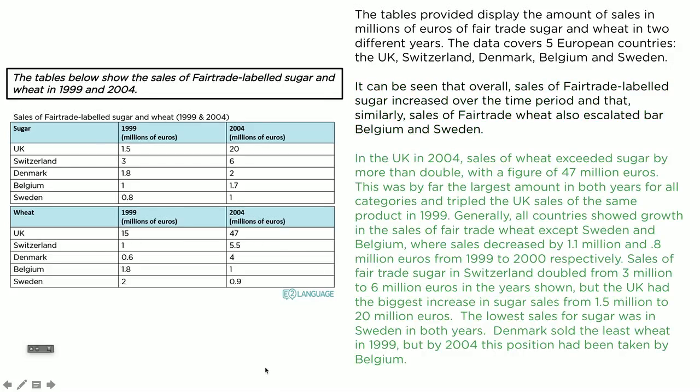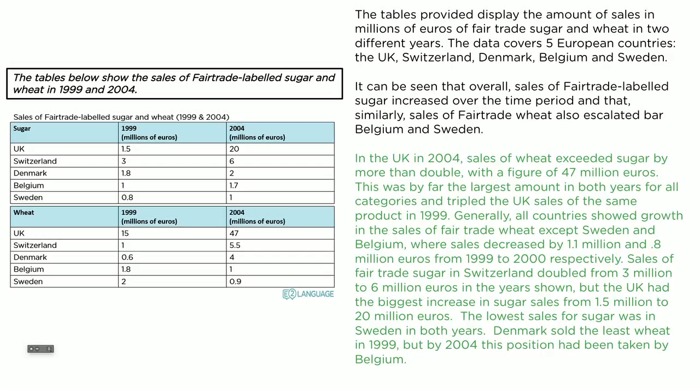Okay, now what I did is I looked at this and I thought, okay, I'm going to report on some relevant, interesting data. And I thought the UK was particularly interesting because, first of all, with sugar sales, it had massive increases. And also with wheat sales, it had massive increases as well. So that's worth describing in detail.